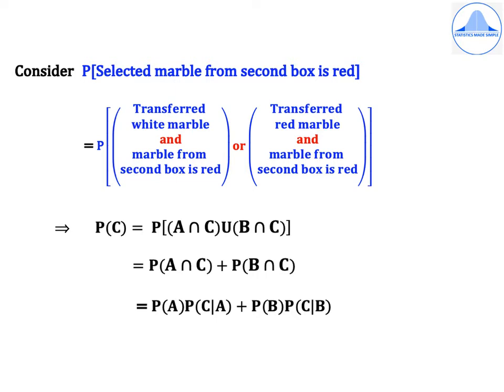Replace the phrases by the respective events. So you get P of C is equal to P of A intersection C union B intersection C, which is equal to P of A intersection C plus P of B intersection C. Then apply the multiplication theorem of probability formula, which is equal to P of A into P of C given A plus P of B into P of C given B.